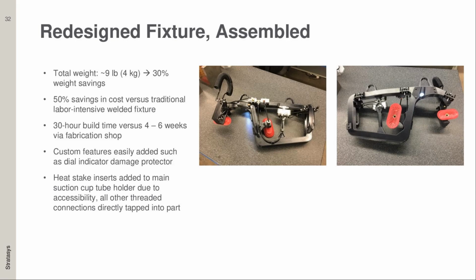We were also able to add other features. So we added some dial indicators and damage protectors in there. And of course, we still have metal inserts and things like that. All the inserts are heat staked and added to the main suction cup tube for accessibility. It was just created to make it more ergonomic for the operator as well. So all in all, it was a really good showcase of how you can take these really complicated assemblies.